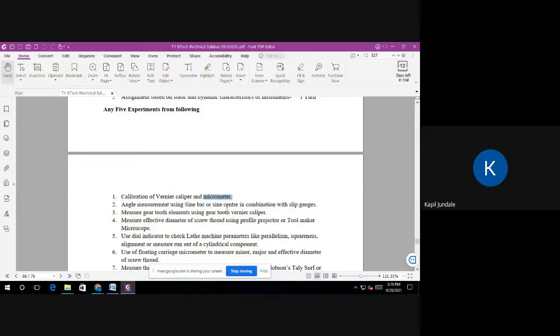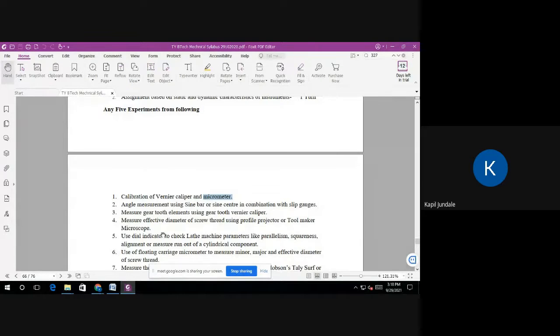Vernier caliper and micrometer बद्दल फक्त आपल्याला व्हर्च्युअल लॅब भेटलेले आहेत. त्यावरतीच आपण बघणार आहे कशा पद्धतीने ओके वर्नियर कॅलिपर अँड मायक्रोमीटर यूज करणार आहे आपण, with the help of the virtual lab.